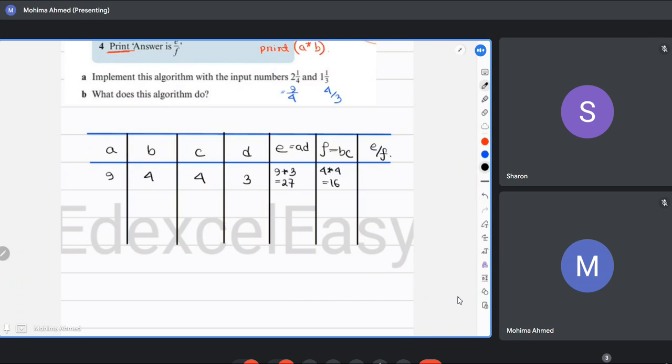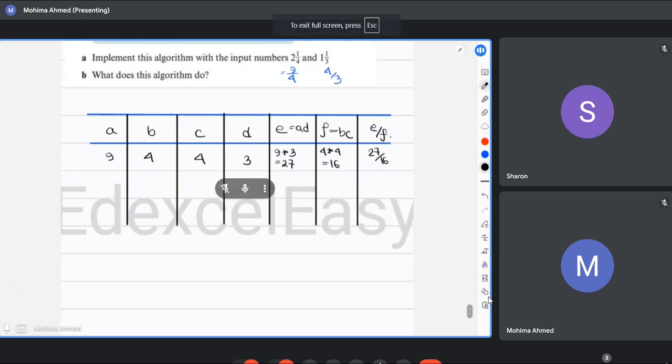So these are your values for E and F. Final answer is going to be E over F, and E over F is going to be 27 over 16. You cannot break this down. If you break this down, it gives you decimals.